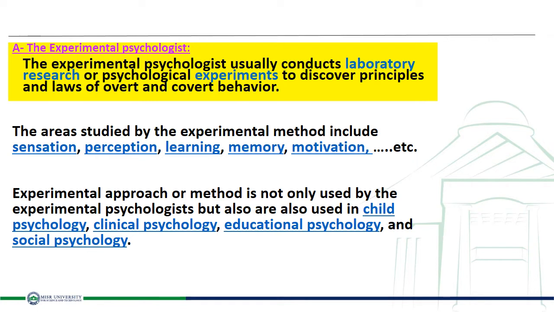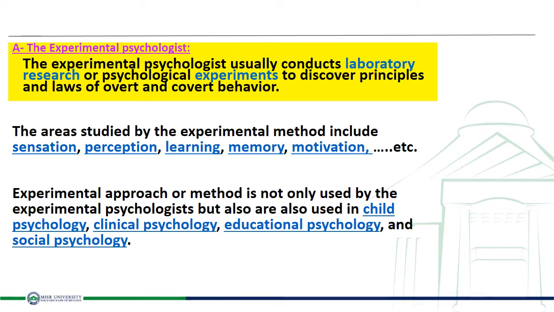The first subtype of the basic psychologist is referred to as the experimental psychologist. The main characteristic related to the experimental psychologist is that he uses lab research, laboratory research, and conducts experiments and observations using objective tools. So how can we define the experimental psychologist? The definition is as follows: the experimental psychologist usually conducts laboratory research or psychological experiments to discover principles and laws of covert and overt behavior. This is the first point; you have to understand the definition of the experimental psychologist.